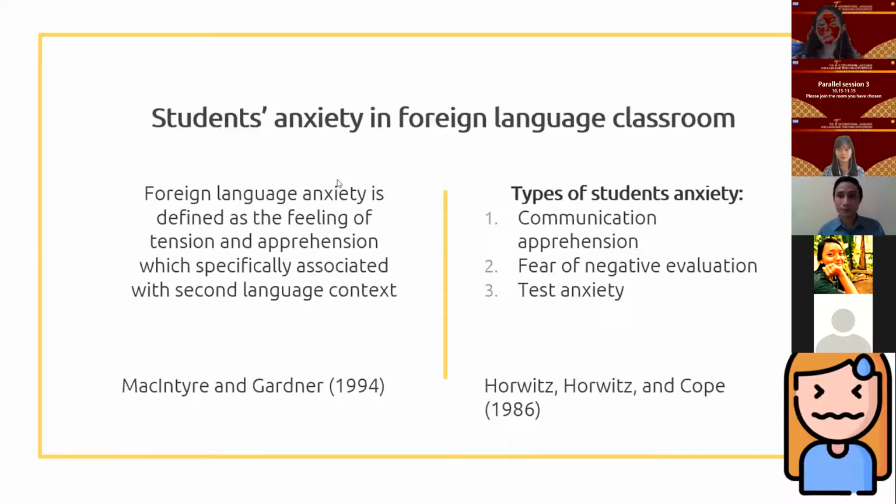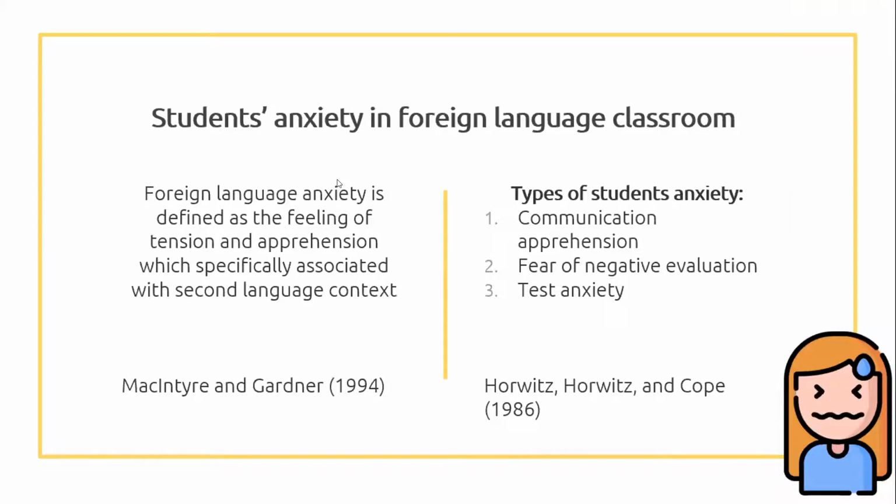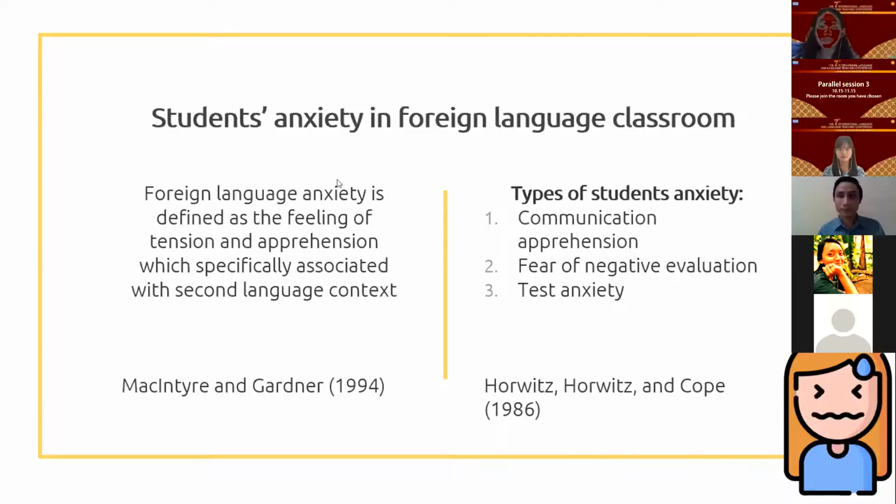The students avoid evaluative situations. They think that they should make a positive impression in others' eyes, and they sometimes also think negatively that their peers will see them as incompetent. And the last type of student anxiety is test anxiety. It means that the anxiety stems from the fear of failure. They are afraid of making mistakes during the presentation.